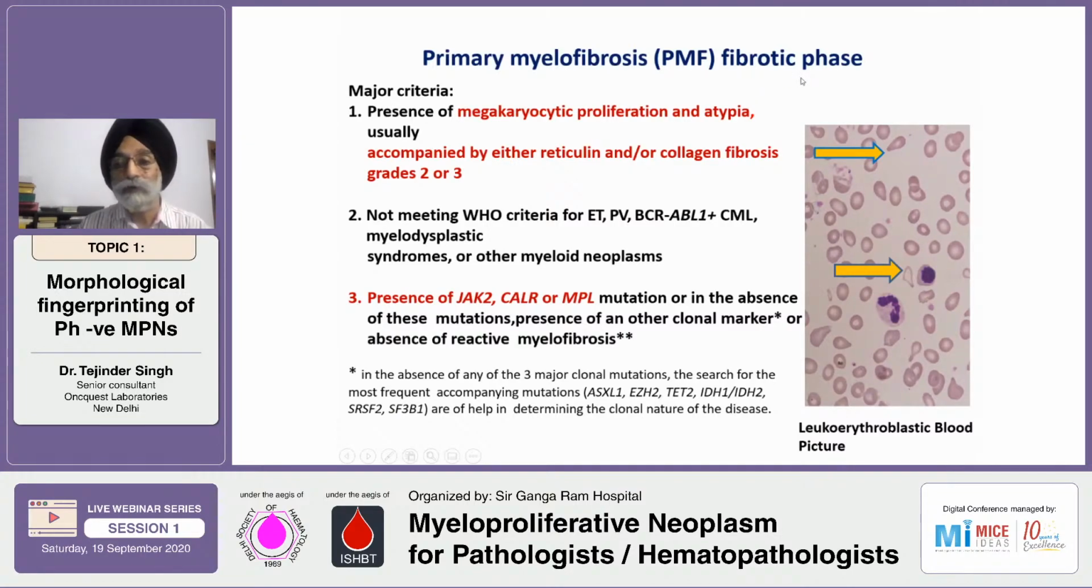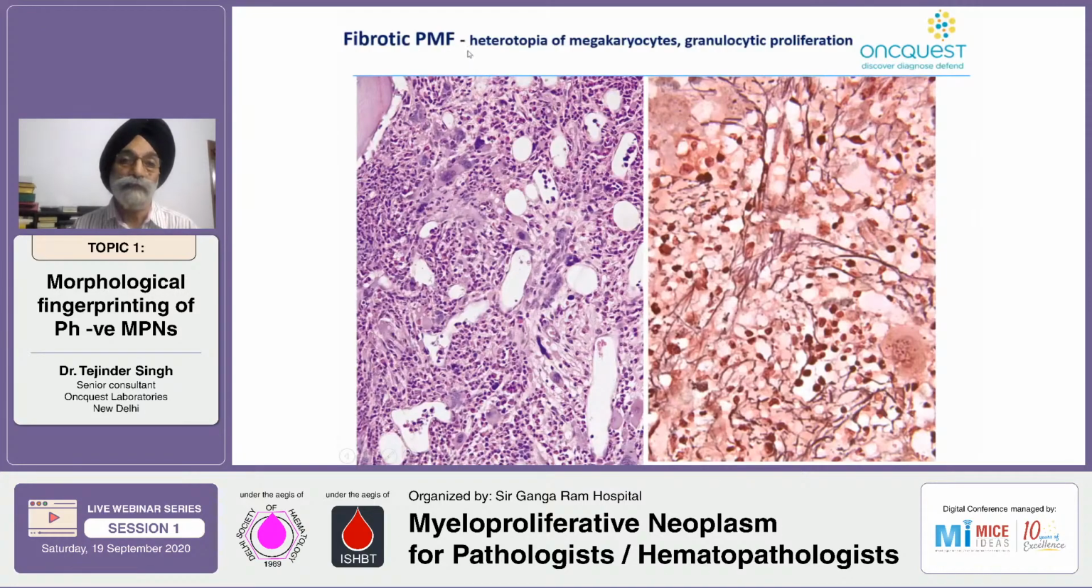Now, what happens in fibrotic phase? In a peripheral smear, you find large number of teardrop cells, and then there is a leukoerythroblastic blood picture. Here you can see a late normoblast. So the megakaryocytic proliferation persists, atypia persists, but there is now reticulin and/or collagen fibrosis. But there must be presence of a driver mutation. That is one of these, JAK2, CALR, or MPL. Now, this is what happens in a fibrotic phase.